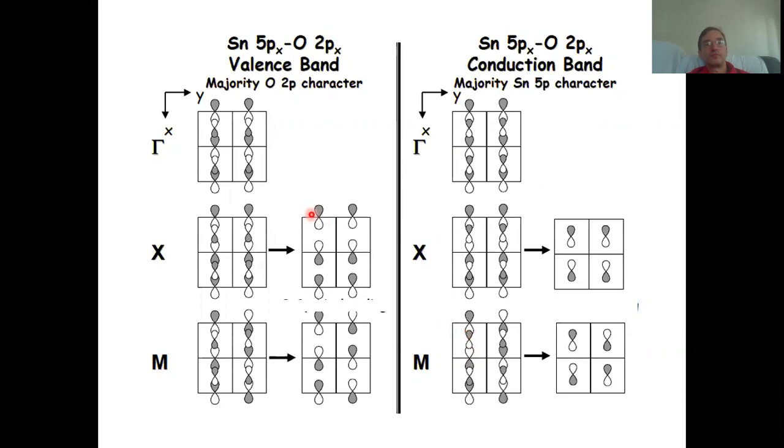Well, the px orbitals of oxygen can interact with the px orbitals of tin in a sigma fashion. So how do they do that at the point lambda? Well, at the point lambda, we do not flip any algebraic signs, neither in x direction nor in y direction. You see, they're not flipped here in y direction. They're also not flipped here in x direction.